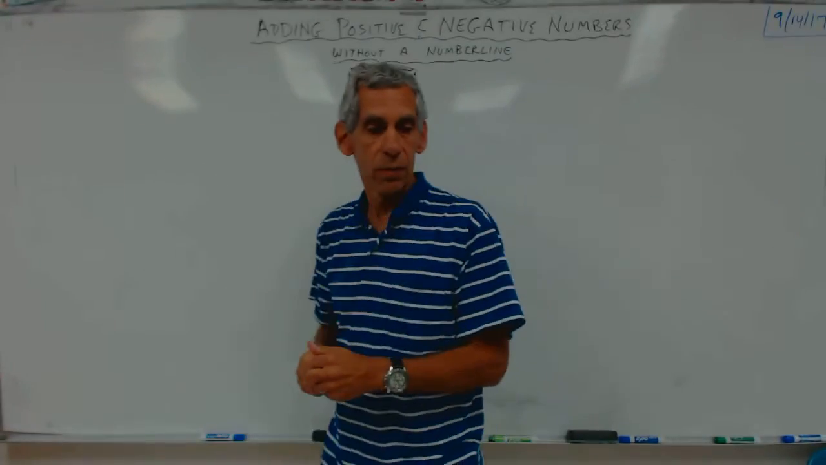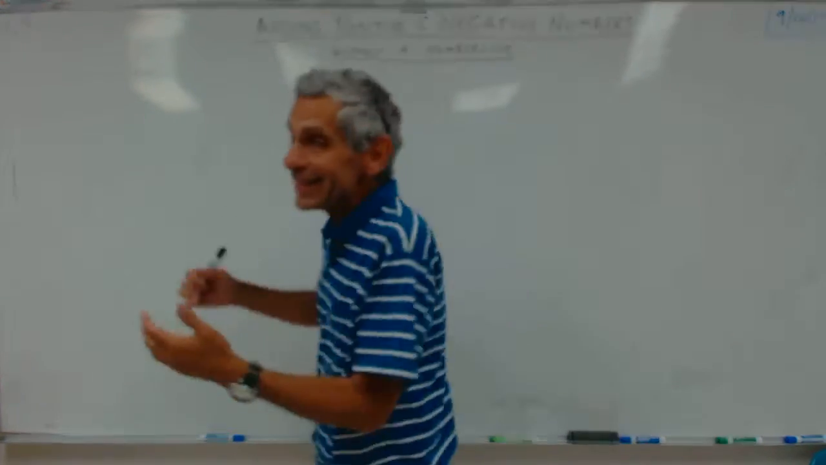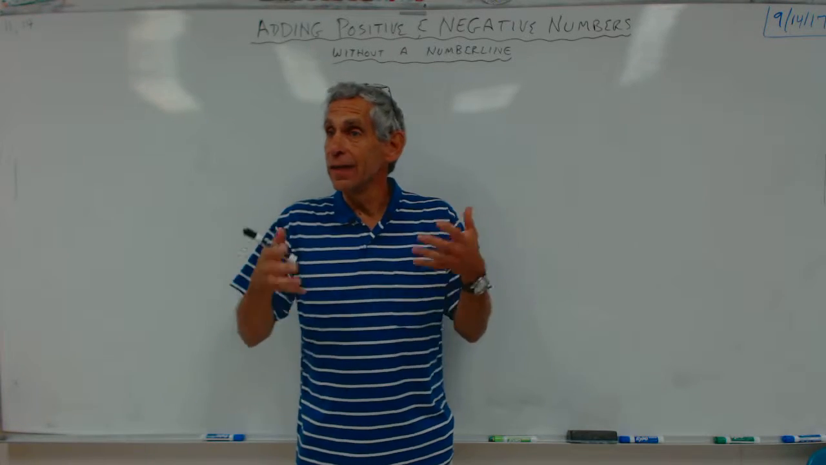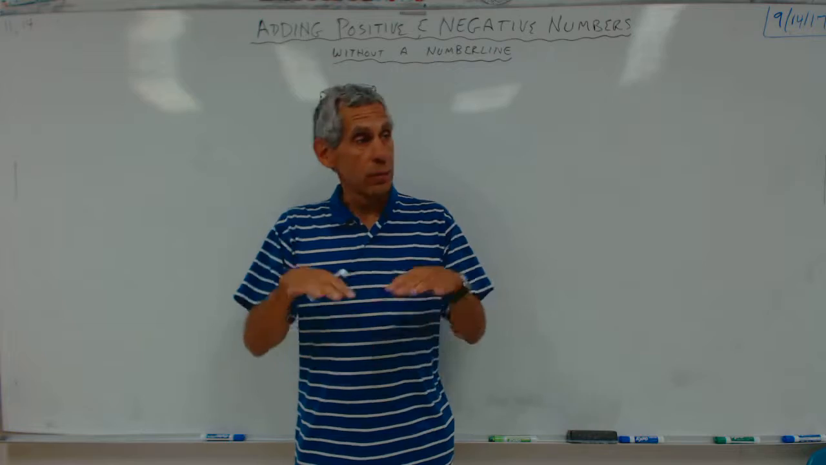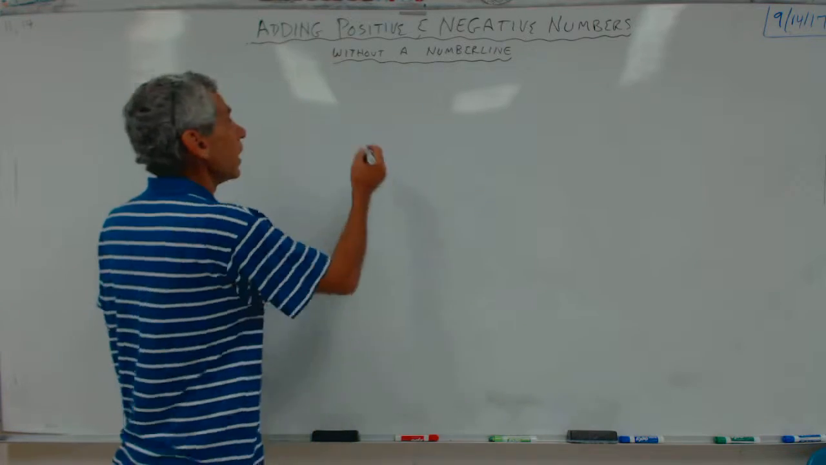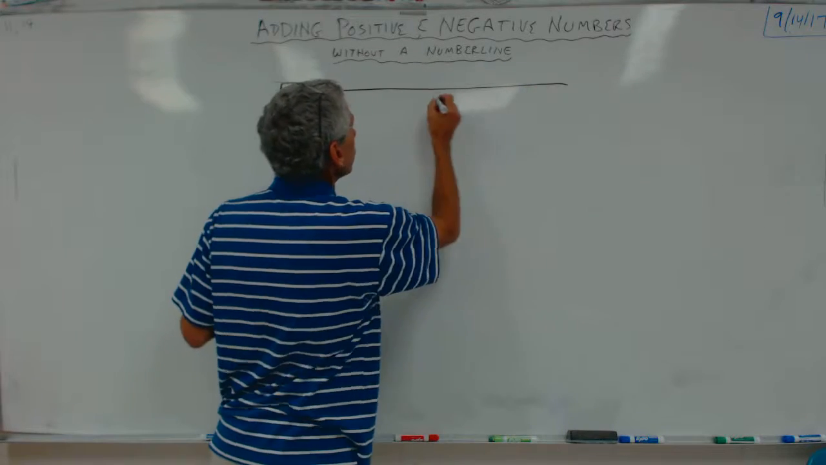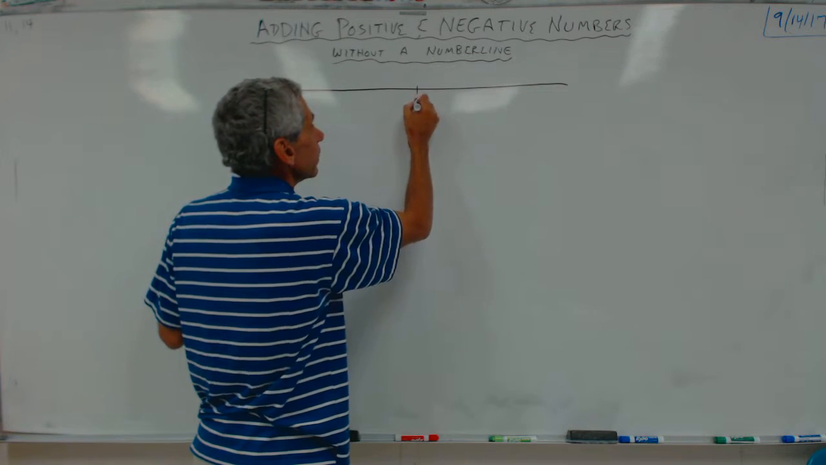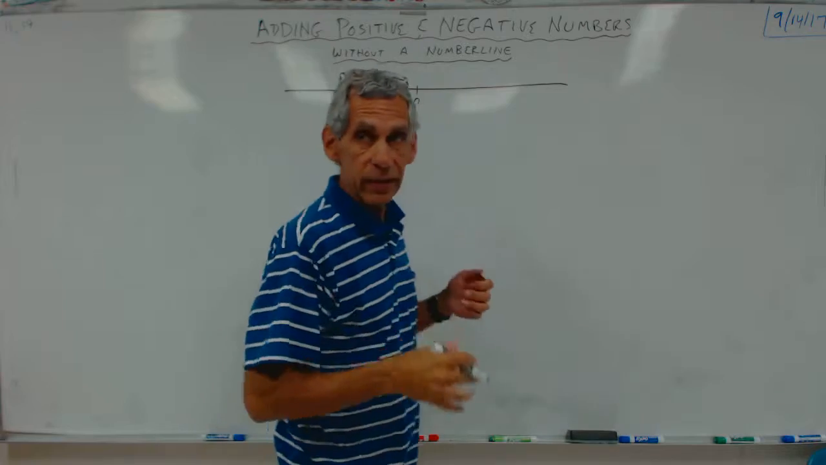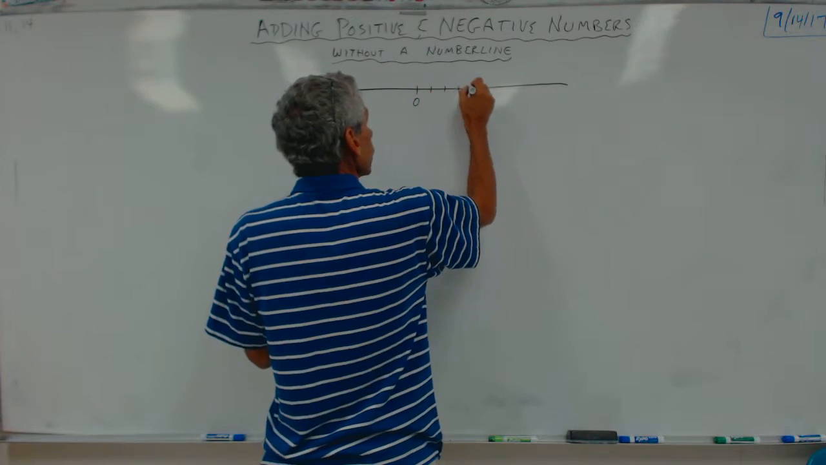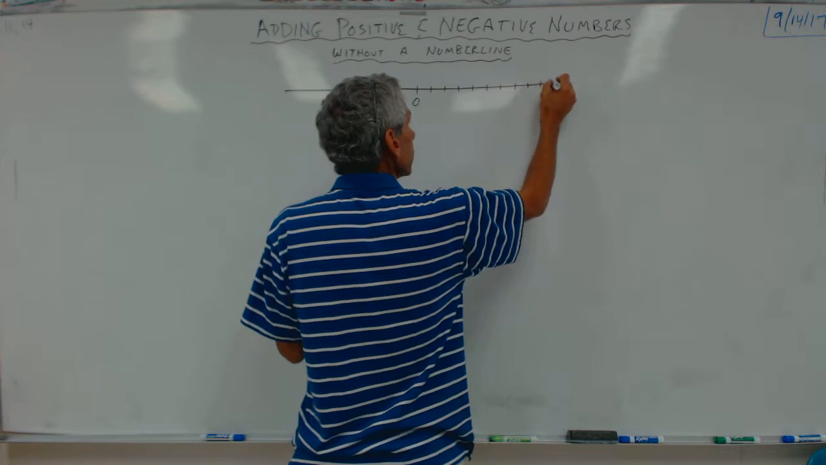Okay, here we go. So yesterday we talked about adding, really adding, positive and negative numbers using a number line, right? And we used a number line, and it was very easy. I'm going to draw a number line because I might need it for a little while in this lecture. I guess I should just draw a few little things.